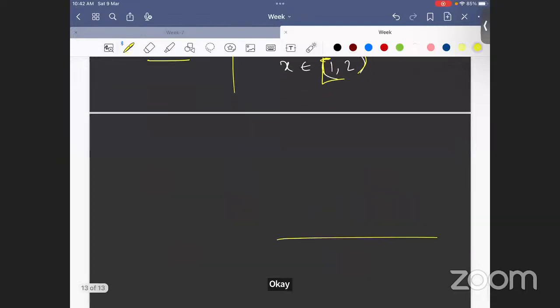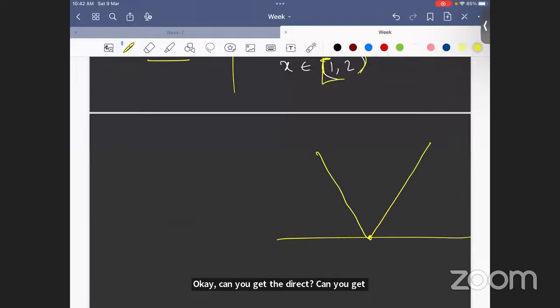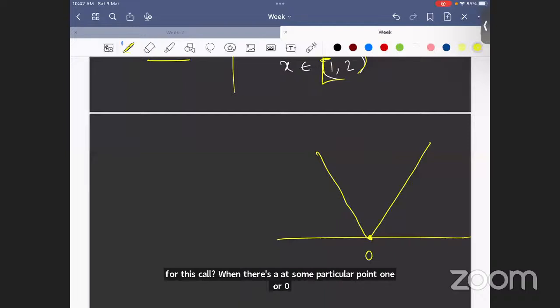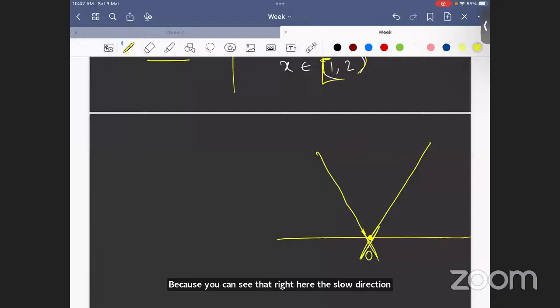Can you get the direction? Can you plot a tangent for this curve when there's a sharp bend at some particular point, 1 or 0? No. Because you can see that right here the slope direction is this one, but here it is different. So at this particular point you can't get it. But apart from this, for any other values you can get it, right? You can draw the tangent.